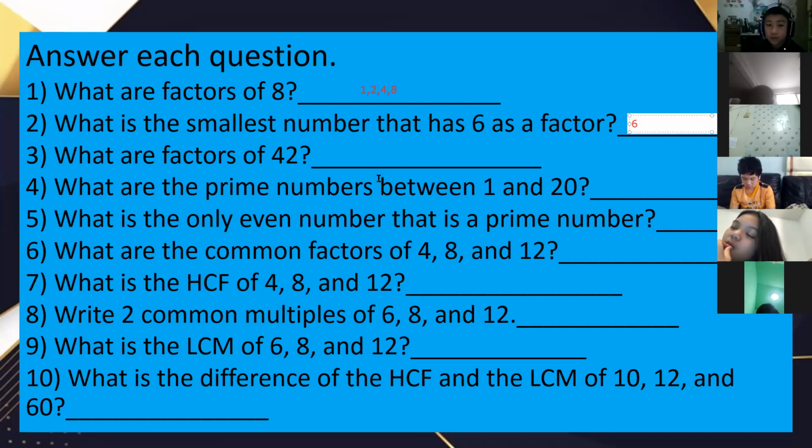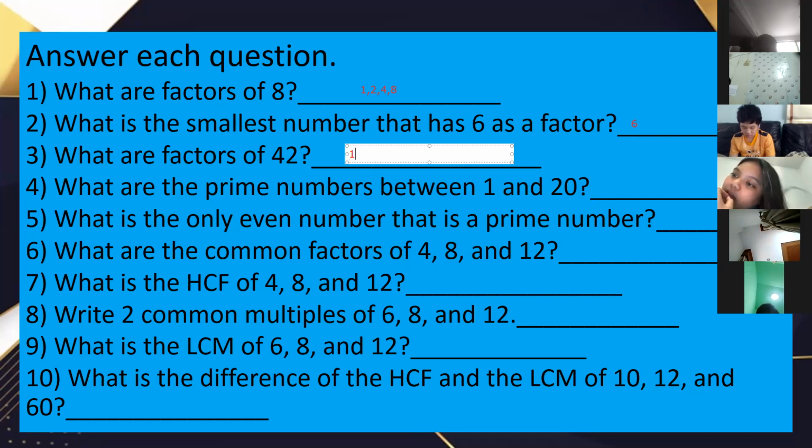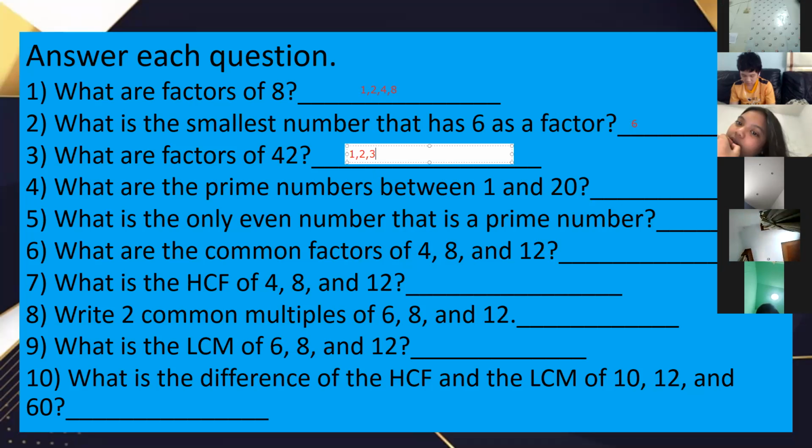Why do others not answer a simple question? Okay, number 3. What are the factors of 42? 1, 2, 3, 6, 7, 14, 21, and 42. Okay.